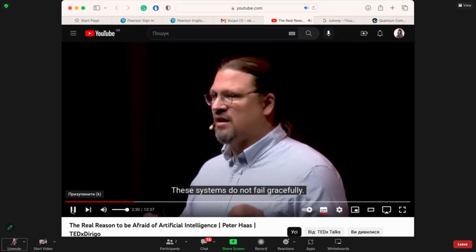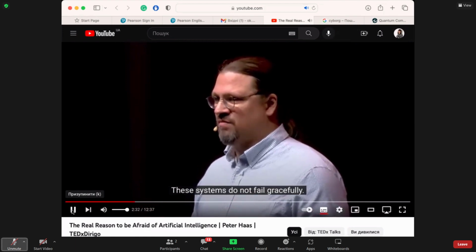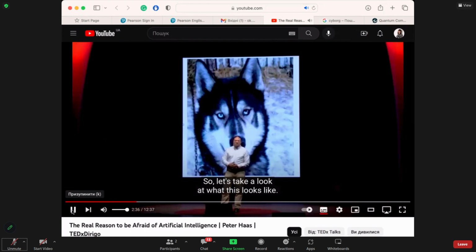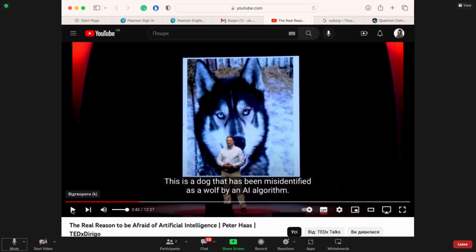These systems do not fail gracefully. So let's take a look at what this looks like. This is a dog that has been misidentified as a wolf by an AI algorithm. What is it? The example of mistake.